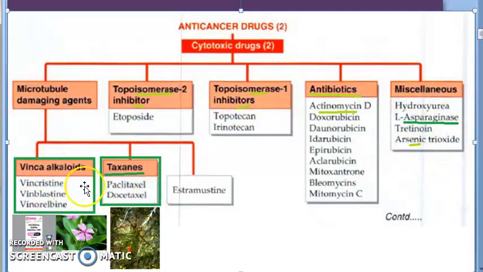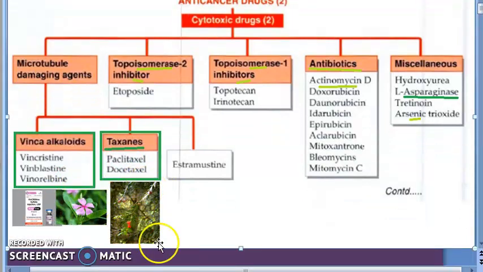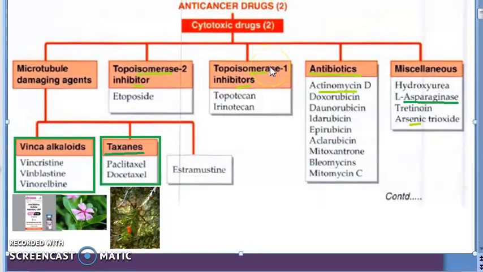Vinca alkaloids and taxanes are microtubule damaging agents. These two are also important for the exam. Both of these are natural products. Vinca alkaloids come from the periwinkle plant, and taxanes come from the yew tree. So in this chart, you can try to remember Vinca alkaloids, taxanes and L-asparaginase. Is it tough?